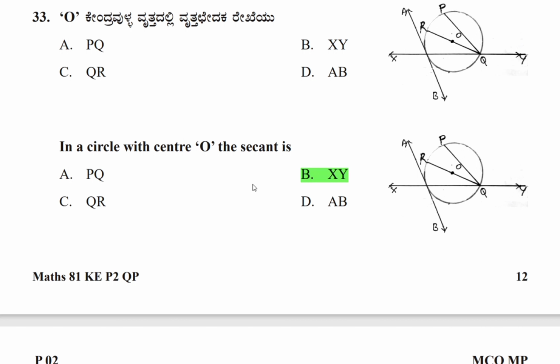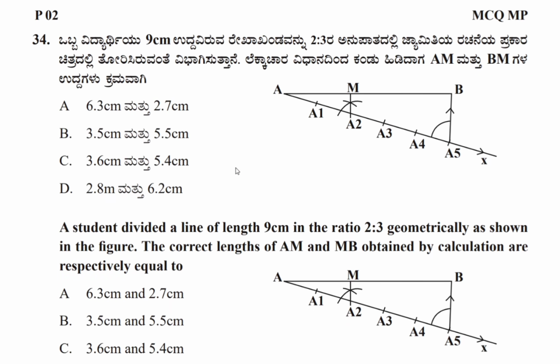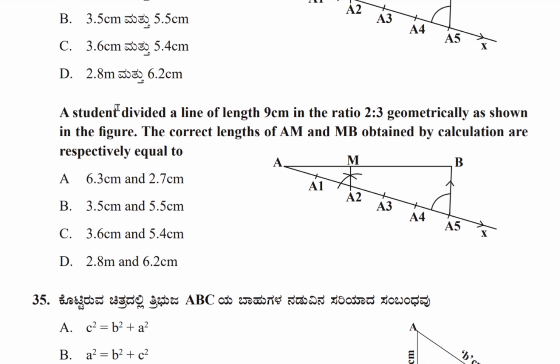Now we'll move to next question. A student divided a line of length 9 cm in the ratio 2:3 geometrically as shown in the figure. The correct lengths of AM and MB obtained by calculation are respectively equal to. Students, this is solved by using the concept of ratios.